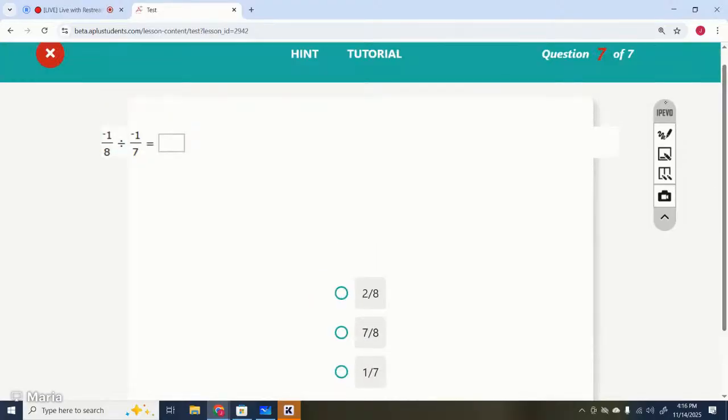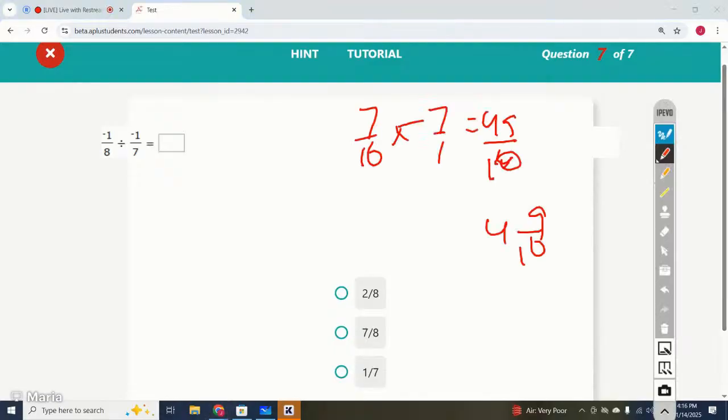Let's just start with the next lesson. Oh, that's the last one. Let's just finish the lesson. Negative 1 by 8 divided by negative 1 by 7.